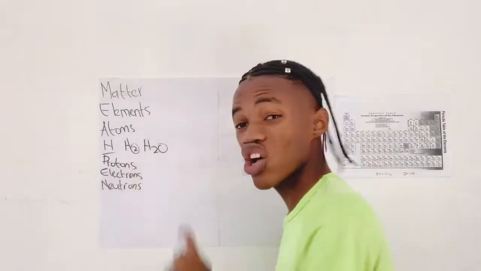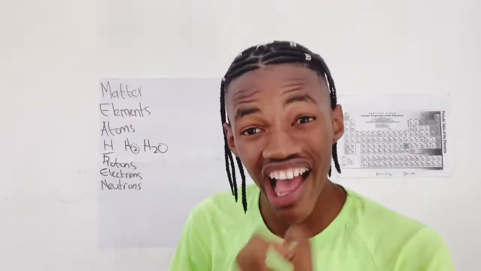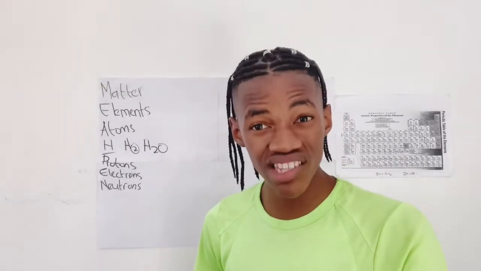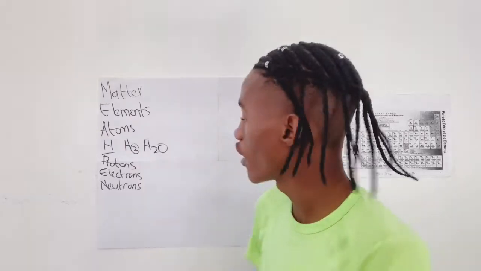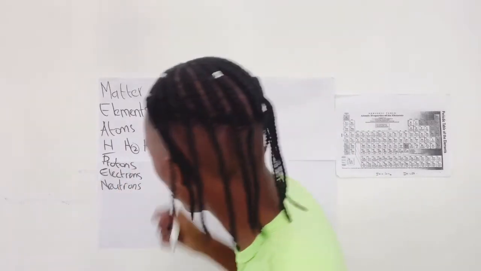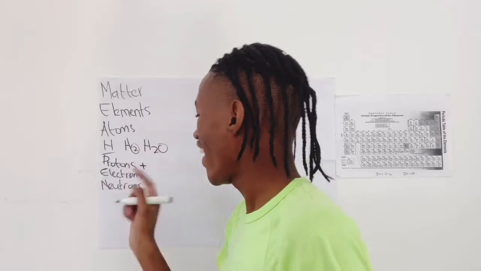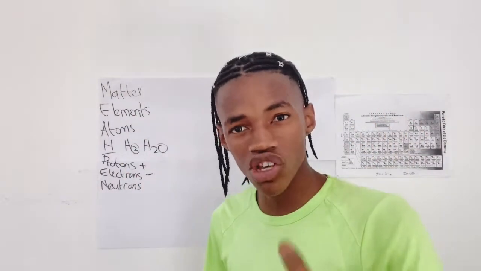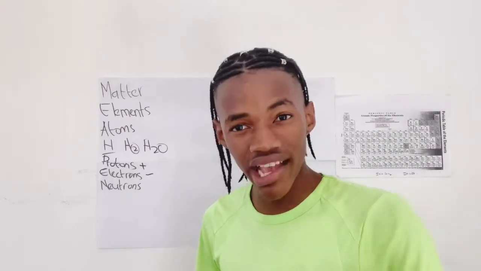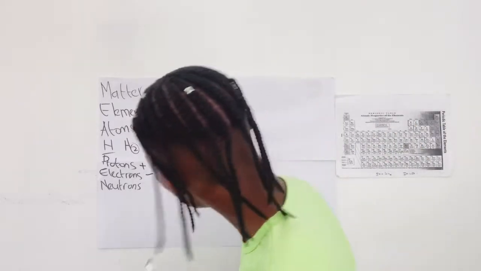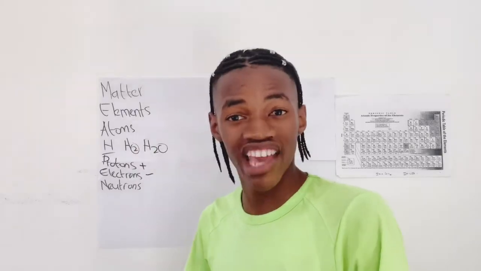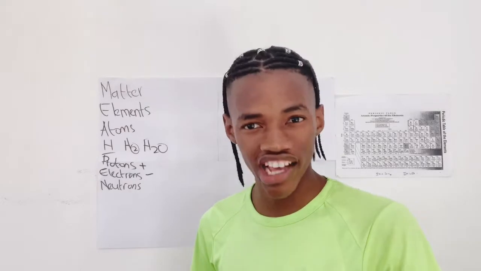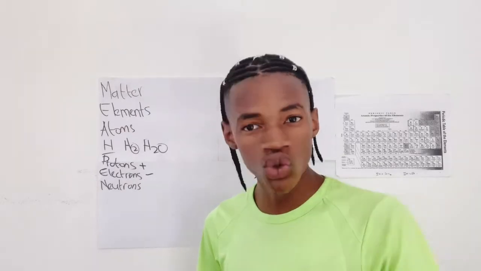So protons are found within the nucleus of an atom and have a positive electrical charge, right? So they are positive. And then electrons, they form a cloud around the atom and they have a negative electric charge. And then neutrons, they are also found in the nucleus of an atom and have no electrical charge. So they are electrically neutral.